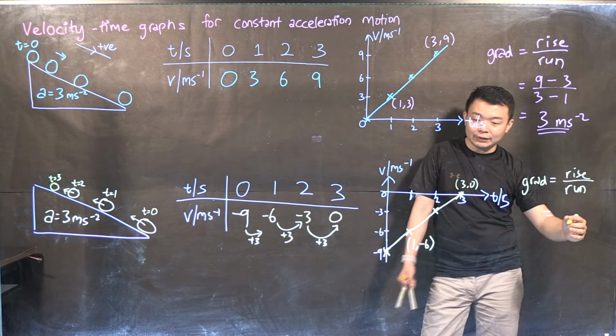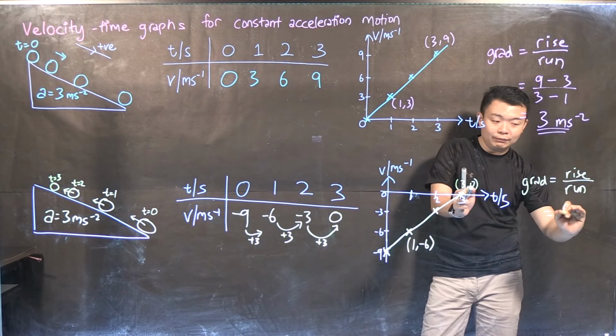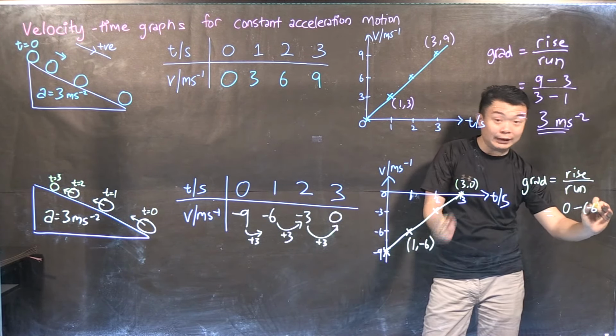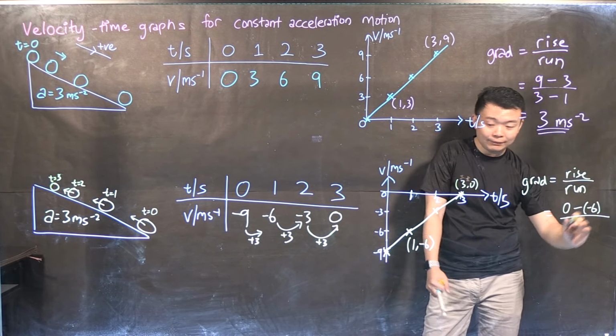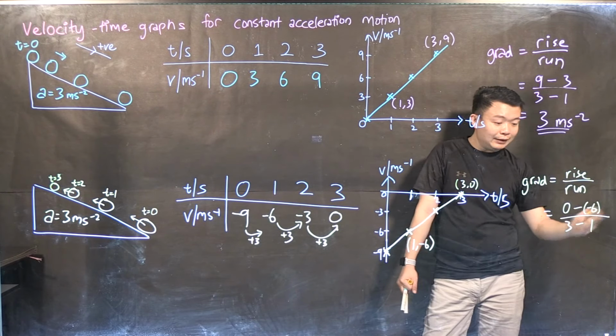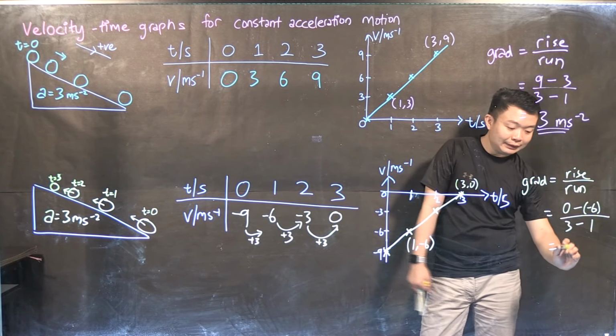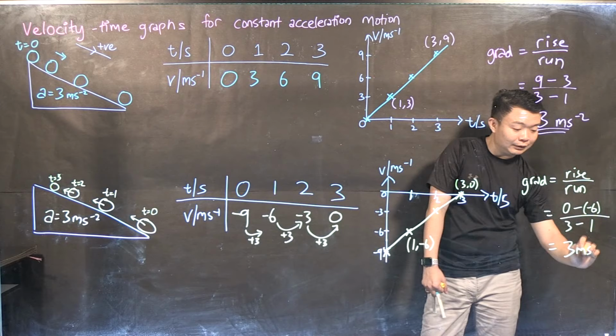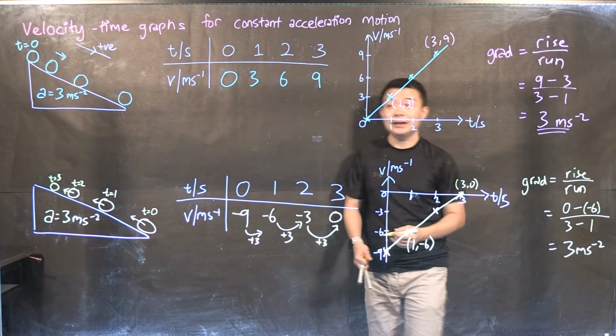Doing rise over run will get me 0 minus -6. Be careful of the double negatives. Over 3 minus 1, and if you solve this, you will again get 3 meters per second squared.